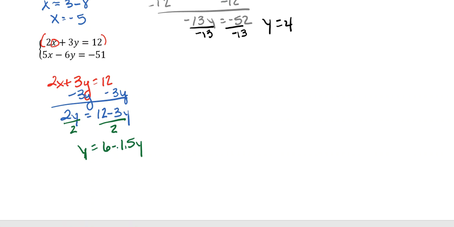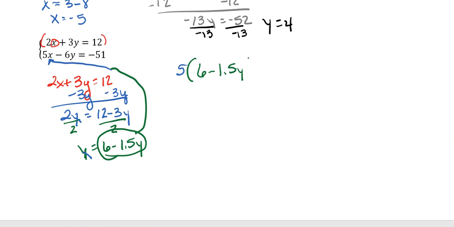So now I'm going to substitute this into the other one. And remember, you always have to go into the opposite equation. So I'm going to put this up here, so this is 2x. This is an x. So I have to substitute this in for my y. So I'm going to do 5x, but instead of y, it is equal to 6 minus 1.5x. And again, notice I'm putting it in the second equation, not the first one. Minus 6y equals negative 51.